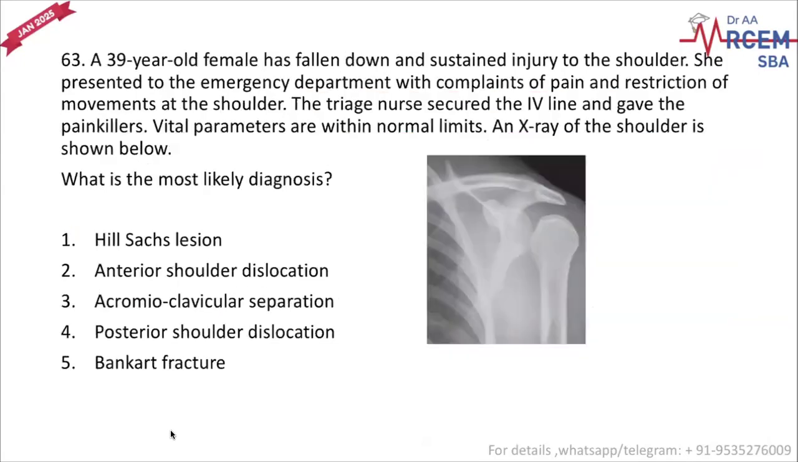GP follow-up, wrong. A 39 years old female has fallen down and sustained injury to the shoulder. She presented to the ED with complaints of pain and restricted movements of the shoulder. The nurse secured an IV line and gave the painkillers. Vital parameters are within normal limits. X-ray is shown below. What's the most likely diagnosis? Again, light bulb sign. Multiple times we have discussed this. It is suggestive of a posterior shoulder dislocation.